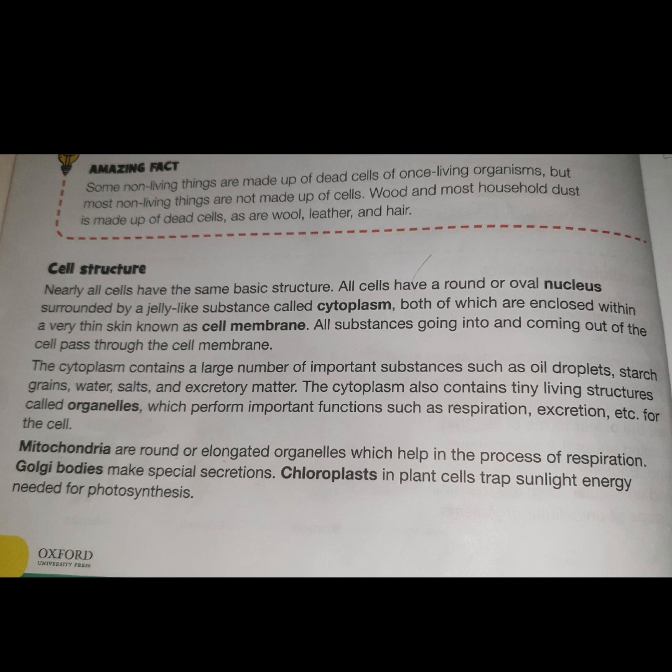Mitochondria. Mitochondria are round, elongated organelles which help in the process of respiration. We have discussed already that mitochondria are sites where respiration takes place.